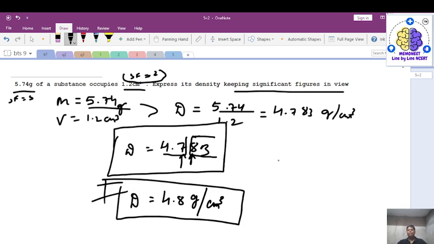The rule we have applied is that whenever two or more quantities are multiplied or divided, the answer is written in the least number of significant figures among the quantities being multiplied or divided, right? Here 5.74 and 1.2 are being divided. 1.2 has the least number of significant figures, that is 2, so we will write our answer in two significant figures. Our answer will be 4.8 gram per centimeter cube, right? So this was for significant figures.